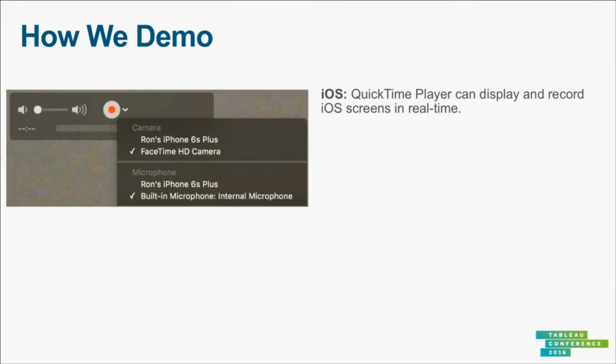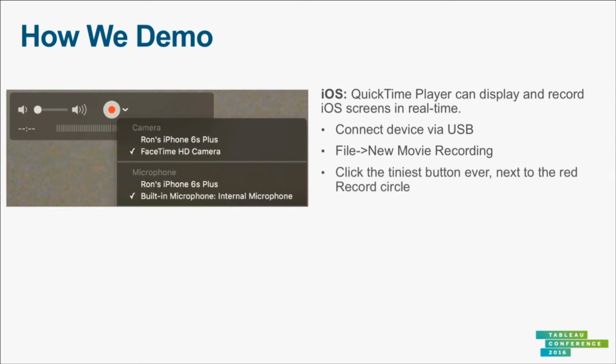If you've got an iOS device and a Mac laptop, you can use QuickTime Player. QuickTime Player can actually display and record iOS screens in real time. The idea is that you connect your device with USB, and in QuickTime Player, choose File, New Movie Recording. You have to click the tiniest button ever. It's that little upside down chevron next to the record button, and that lets you choose what source and microphone QuickTime Player will use. And from there, you can choose your device to be what's shown on the screen.